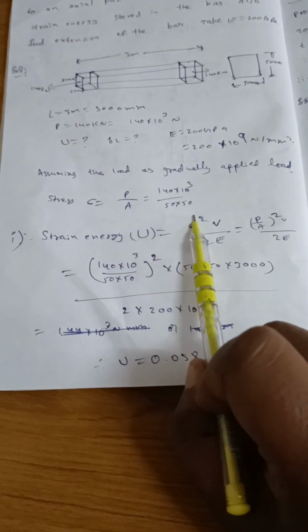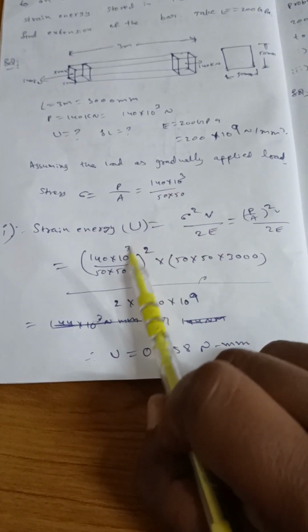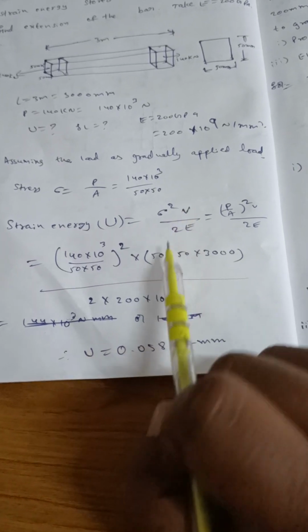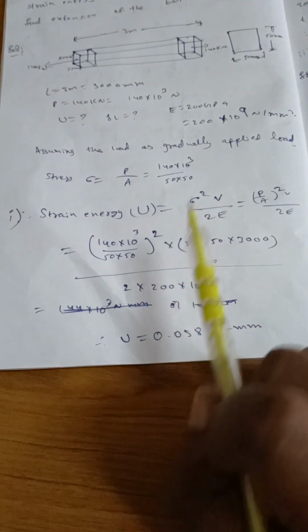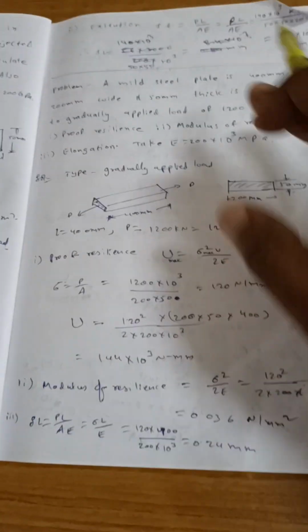Sigma we have already calculated, so substitute this here. V is area into length, so 50 into 50 into length 3000, divided by 2 into E. The E value is there already. So you will get this one. This is the answer.